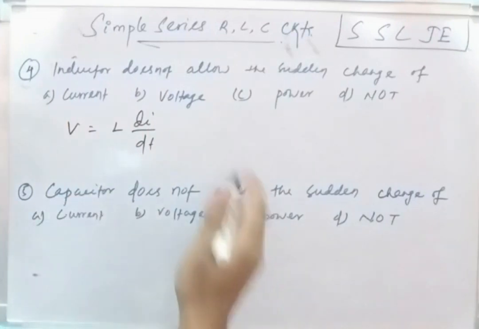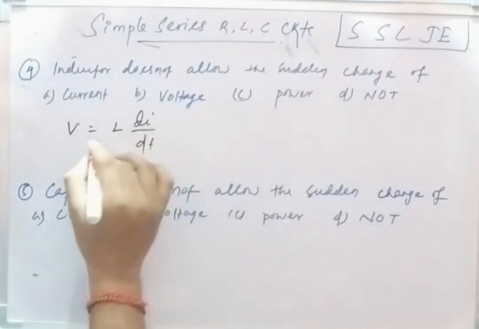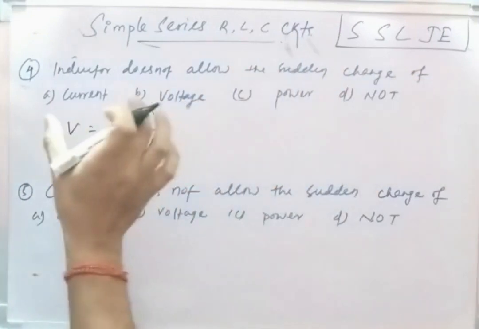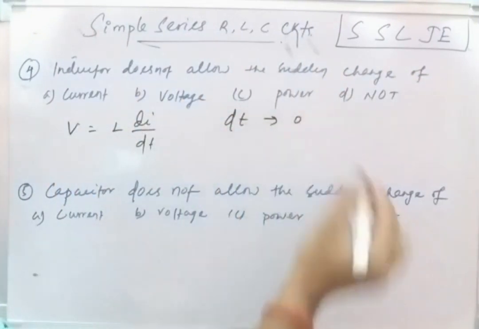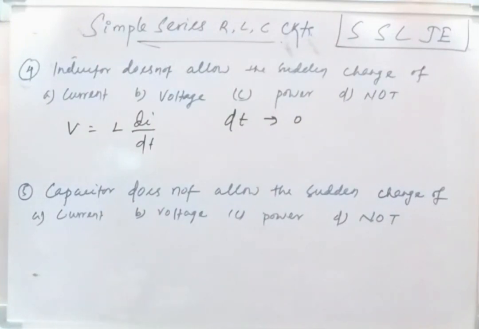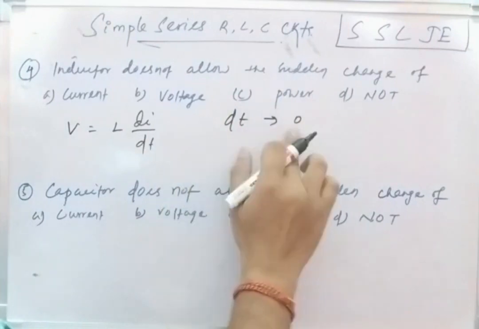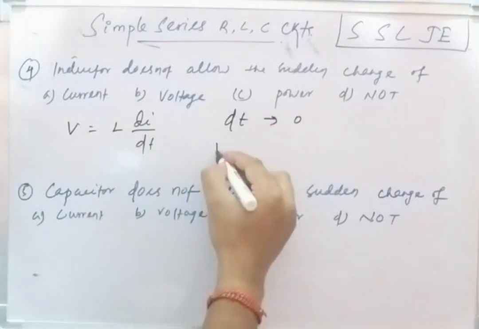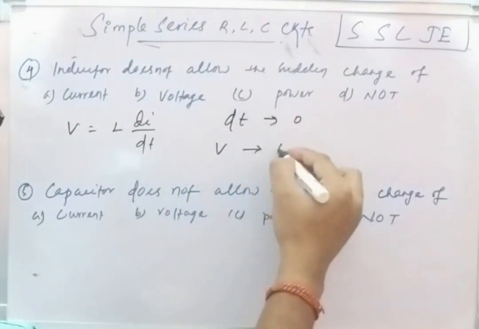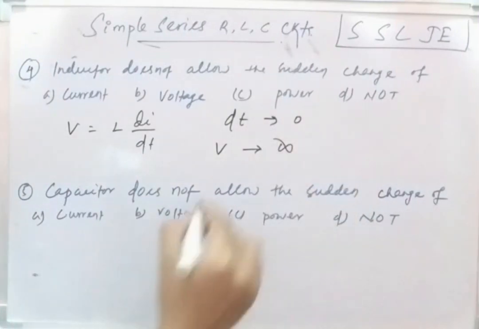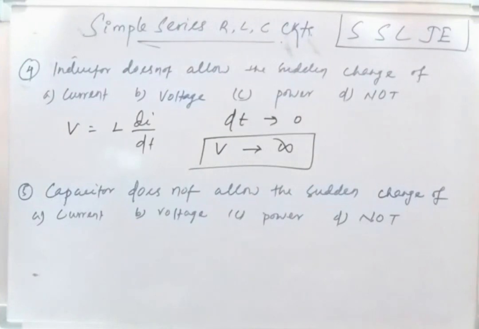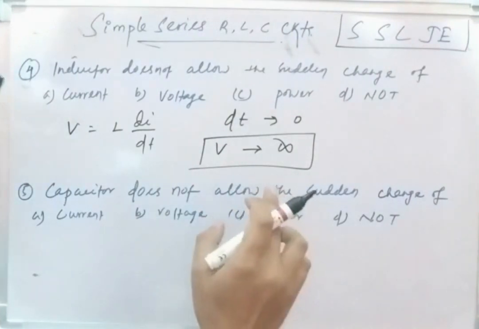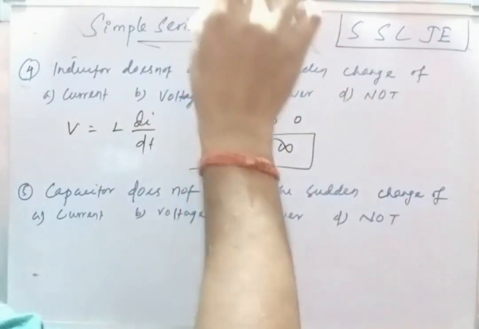And let me prove this. So V equals L di by dt. Sudden change of current means dt tends to 0. For a sudden change, the time will be very small, tending to 0. If dt tends to 0, the voltage will tend to infinity. So this particular case is not possible in the case of an inductor. That's why it opposes the sudden change of current.